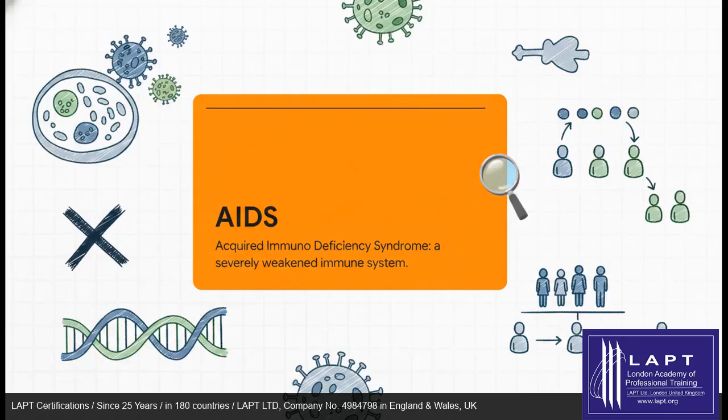It stands for Acquired Immunodeficiency Syndrome. Basically, this is the condition that hits when a person's immune system has been severely weakened because of that HIV infection. And I want to highlight the word acquired here. That is absolutely crucial. It means you aren't born with it. It's not a congenital condition. You contract the virus, HIV, and AIDS is the resulting condition that develops if that virus is left unchecked.